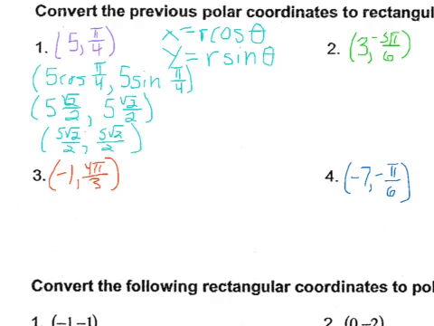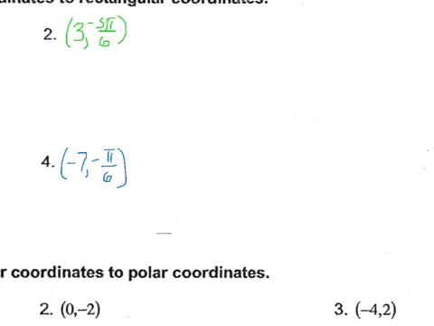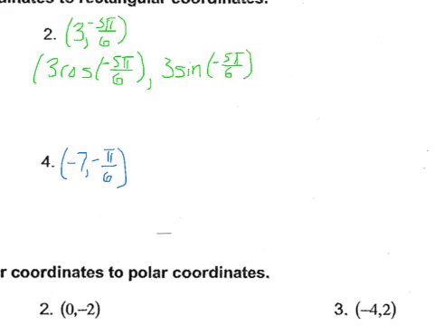So if you graphed 5 root 2 over 2, comma 5 root 2 over 2, it would end up in the same spot as 5, comma pi over 4. So now let's use the same method to convert number 2 to a rectangular coordinate. We're going to say 3 times the cosine of negative 5 pi over 6 and 3 times the sine of negative 5 pi over 6.